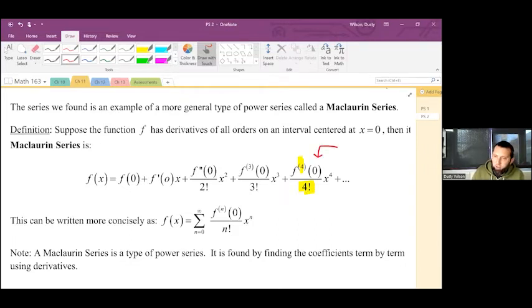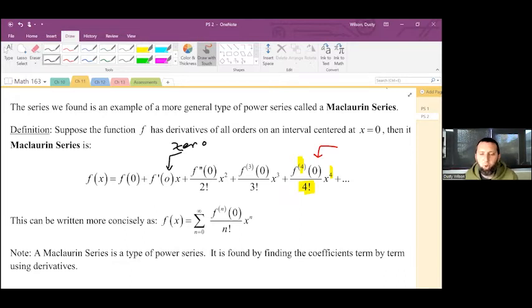And not only are they being evaluated at 0, but it's the fourth derivative, the fourth factorial, and the fourth power. All those things are working together. But this is how we make up the Maclaurin series. I also want to clarify a typo. This is f prime of 0, not f prime of the letter O.